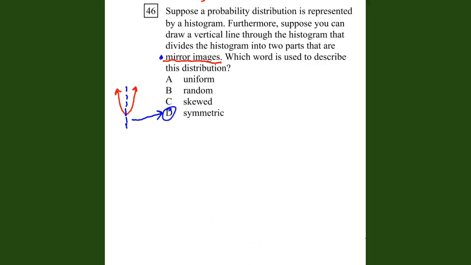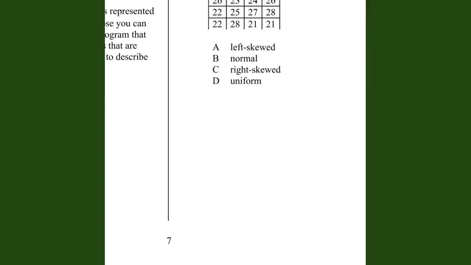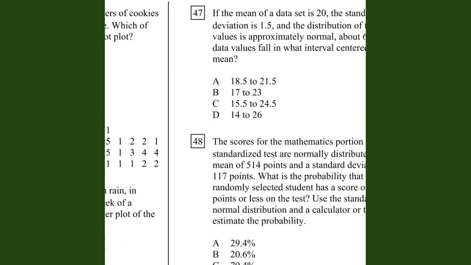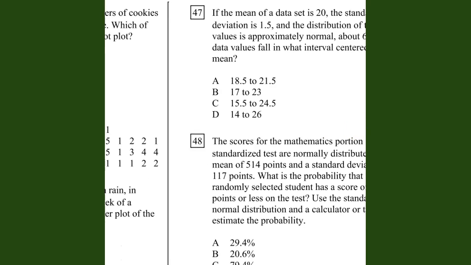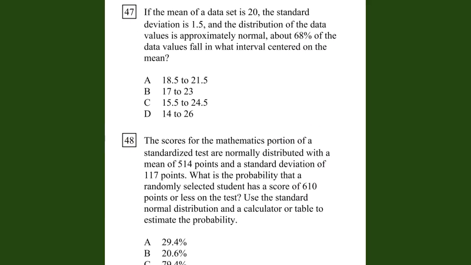Let's go over to 47. There we go. If the mean of the data is 20 and the standard deviation was 1.5 and the distribution of the data value is approximately normal, okay, so we're talking about right here, that's the shape of the graph. It's normal. So that means it's going to look like this. That's the bell curve. Just like that. And about 68%.